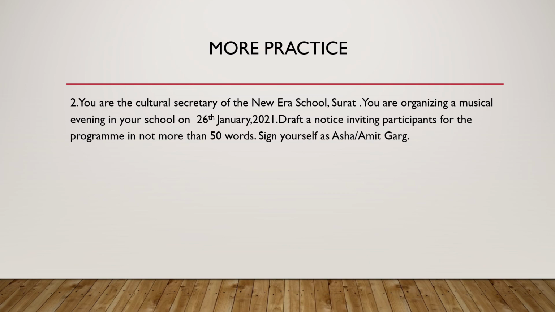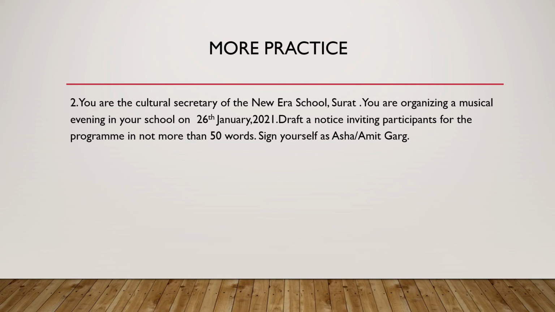It is evening, so you'll have to use timings of evening 4 to 6, 5 to 7 or something like that, and it's a musical evening, so you'll have to give at least 1 to 2 hours. Then where is not given, so you'll have to decide on the venue. Then who can participate is not given again. You have to decide which houses or which forms can participate. And then when you want to mention something more, you can add one extra line.